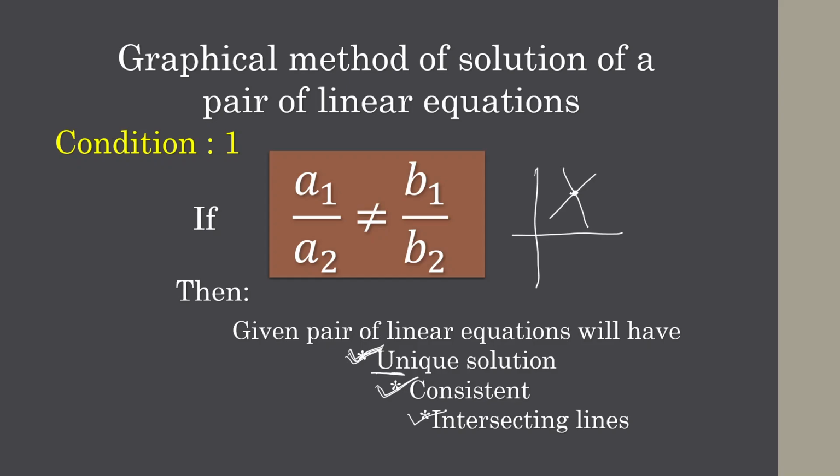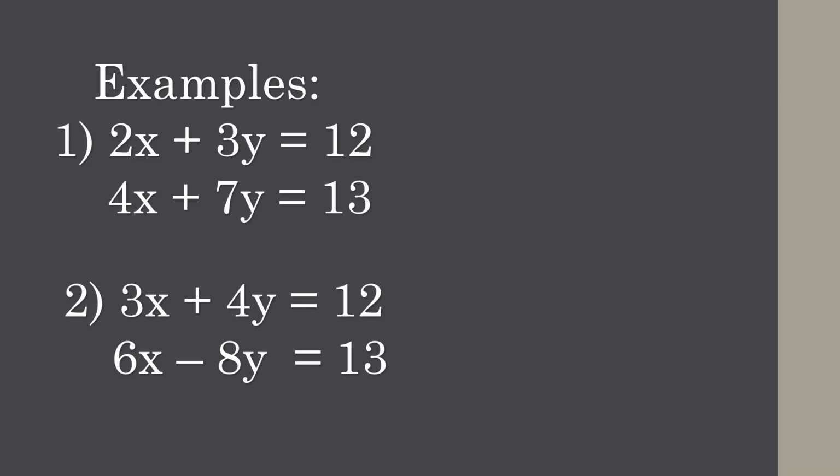It's not necessary that it has to intersect in the first quadrant. Anywhere it can intersect, even on the axis. So the point where the two lines intersect is the point of solution, and only one solution if it matches condition 1. Examples here. We can see 2 by 4, I am taking only the numbers, a1 by a2 not equal to b1 by b2. So when we see these two lines, we can predict that the lines will be intersecting lines, unique solution, and it is consistent.